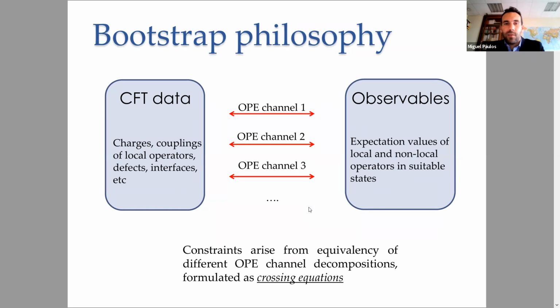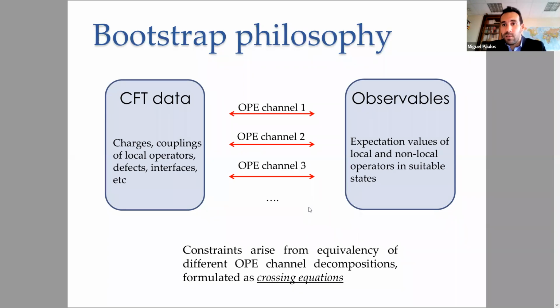So what is the basic philosophy of the Bootstrap? It's a relation between these two things. So the CFT data, which are charges of operators, and by charges, this includes all the charges under the symmetry groups, all the quantum numbers of local operators and other quantities that might define non-local operators in the theory, how these operators couple amongst each other, both local and non-local, and so on. So all the basic ingredients.